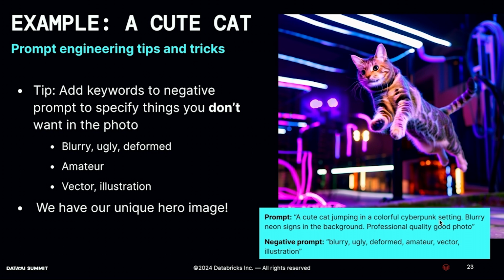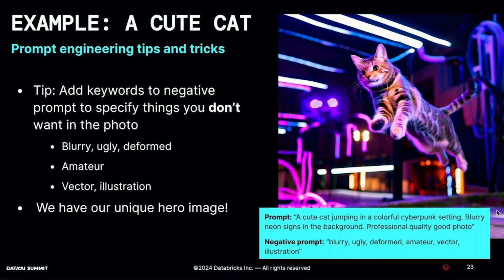And as you get more creative, the model was trained with both photorealistic images, but also vector and illustrations. And so I kind of added vector and illustration as keywords of things we don't want to see in the photo. And so, yeah, we have a very unique hero image, and it's very creative, and I'm pretty happy with it.